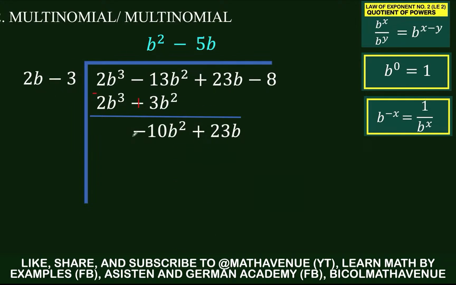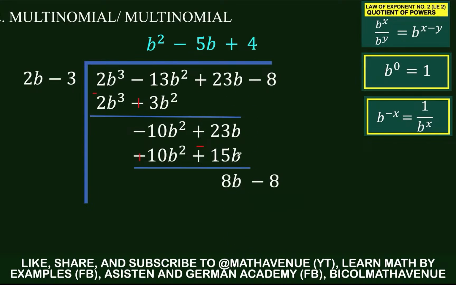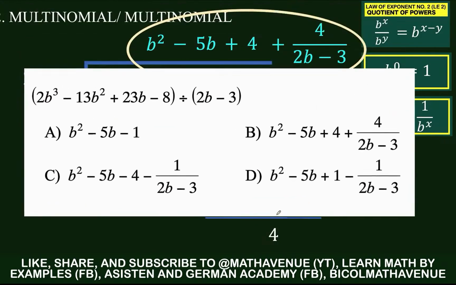Then distribute minus 5b to this binomial to get minus 10b squared plus 15b. Then change the sign, and proceed to addition. This is 0. 23b plus negative 15b is equal to 8b. Then bring down minus 8. Then repeat the process. Distribute 4 to 2b minus 3 to get this. And then change the sign to minus and proceed to addition. Negative 8 plus 12 is positive 4. And that is the remainder. And so, our answer is letter B.